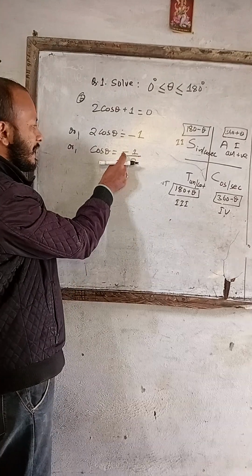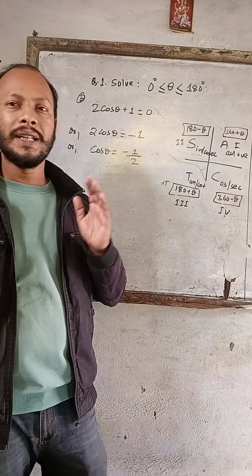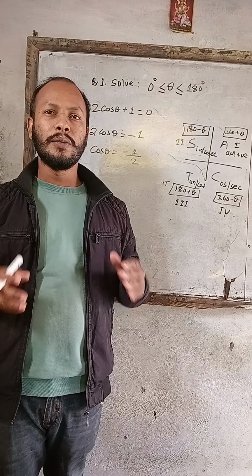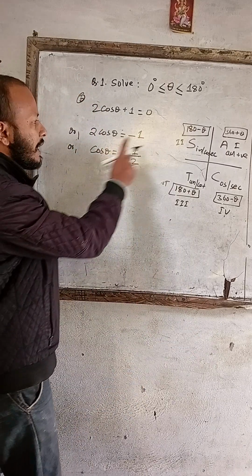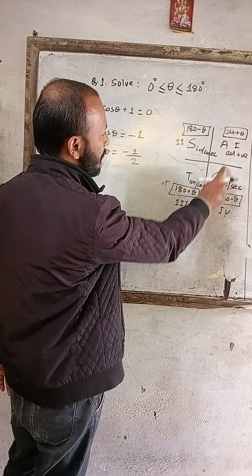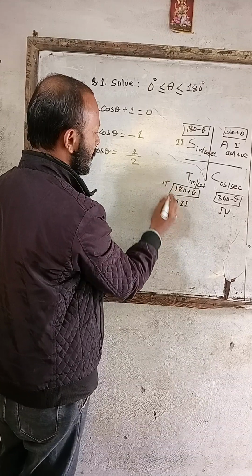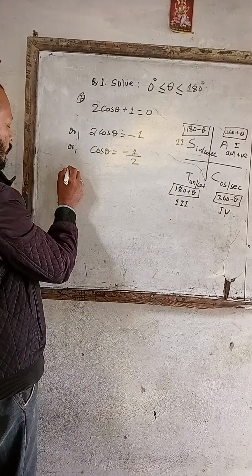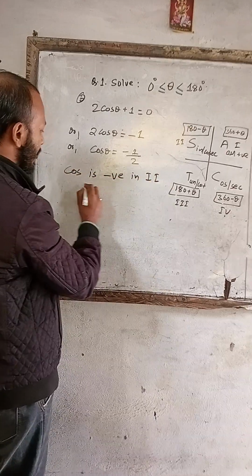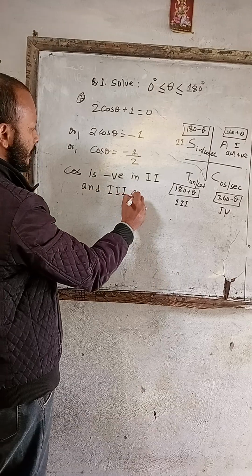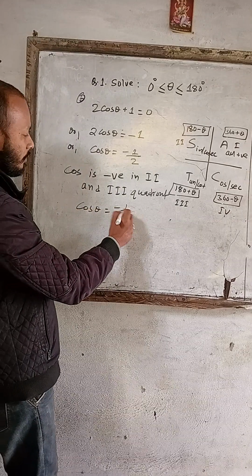Now clearly what we see here is that it is negative. If the value comes negative, then we have to obtain the values where the particular ratio is negative. Right now it is cos, and cos is positive in the first and fourth quadrant, so it is negative in the second and third quadrant, isn't it? So we have to write here: cos is negative in the second and third quadrant. So cos theta equals minus 1 by 2.